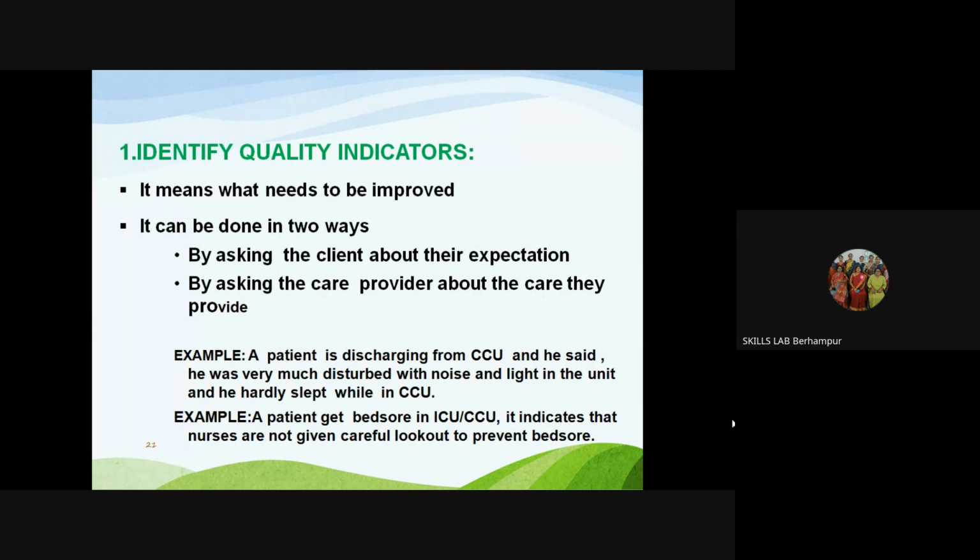What are quality indicators? They indicate what needs to be improved. It can be done in two ways: by asking the clients about their expectations, and by asking the care providers about the care they provided. For example, a client discharged from the CCU said he was very much disturbed by the noise and light in the unit and hardly slept. Another example: if a patient gets a bed sore in ICU or CCU, it indicates that nurses did not look out carefully to prevent the bed sore. These are the two examples.